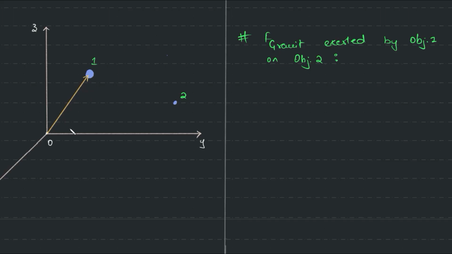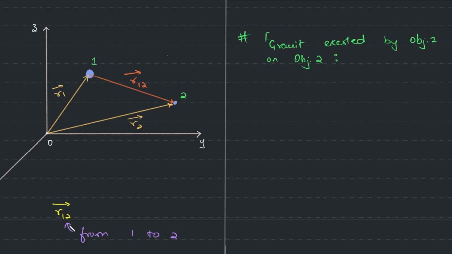Since we are talking about vectors, we need to start off with the position vectors. This will be our R1, and this is our R2. Since we are looking at the force exerted by body 1 on body 2, we will always consider this as the resulting vector. We can represent it as R12. So first thing, R12 is a vector from 1 to 2. That's one thing that we have to remember.